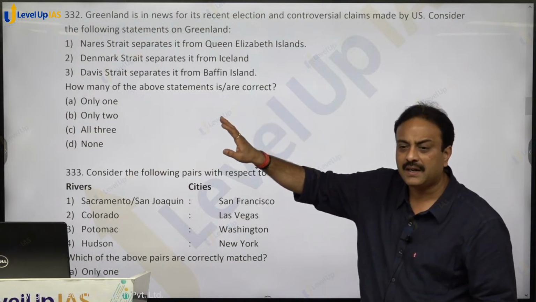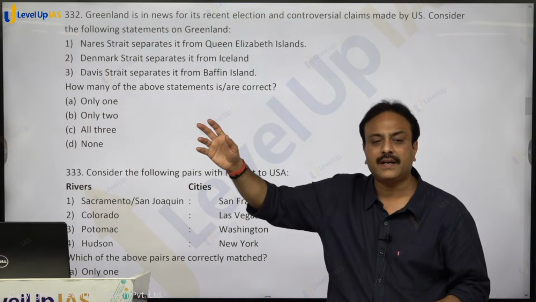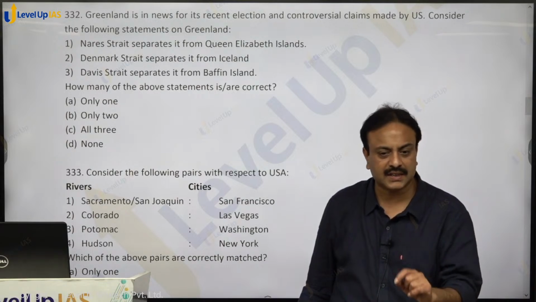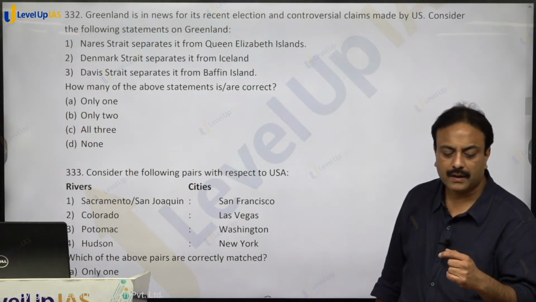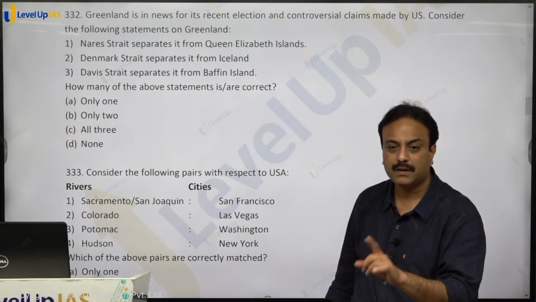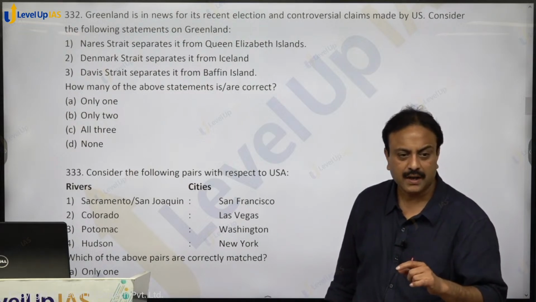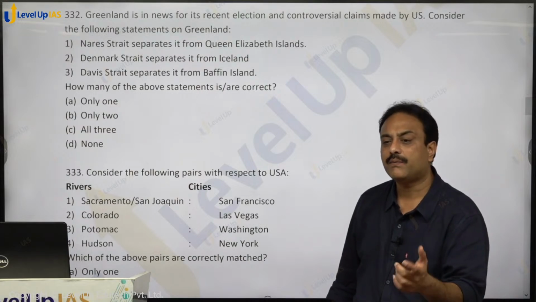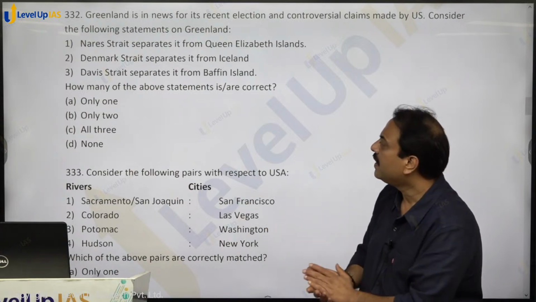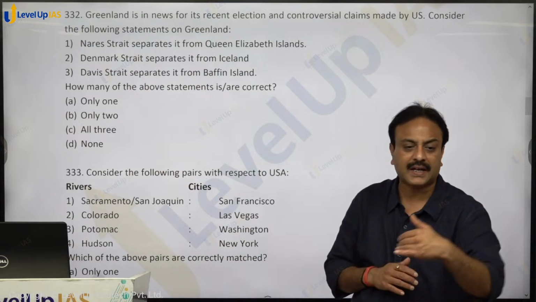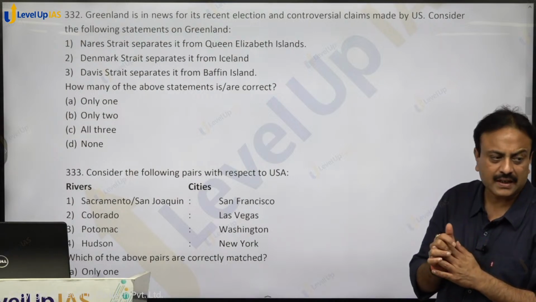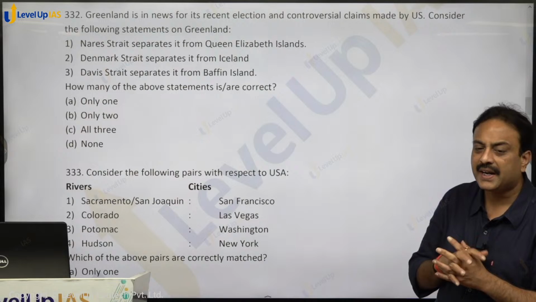On the western side of Greenland, the connecting link between Baffin Bay and the Arctic Ocean is Nares Strait. Sorry, Arctic, not Atlantic. Nares Strait separates Greenland from Queen Elizabeth Islands, the island group of Canada. Davis Strait separates it from Baffin Island. In the southwest of Greenland you have the Labrador Sea, and Davis Strait separates it from Baffin Bay.